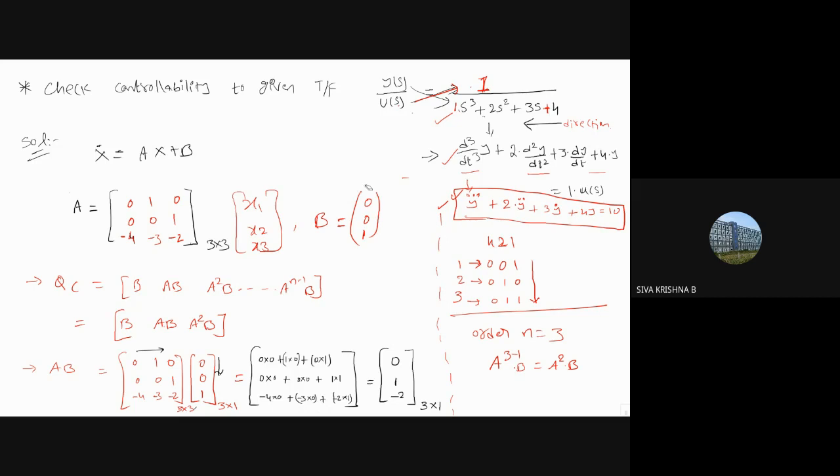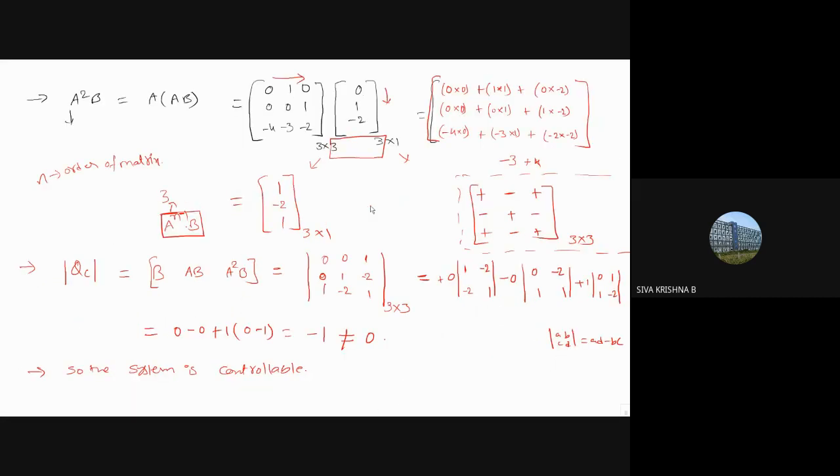This will be useful for you to check whether your answer is correct or not. Okay, so try to find that one, do the analysis. So in the next class we will see observability.